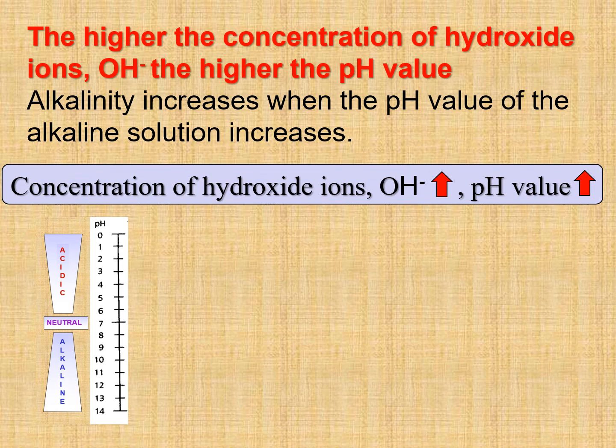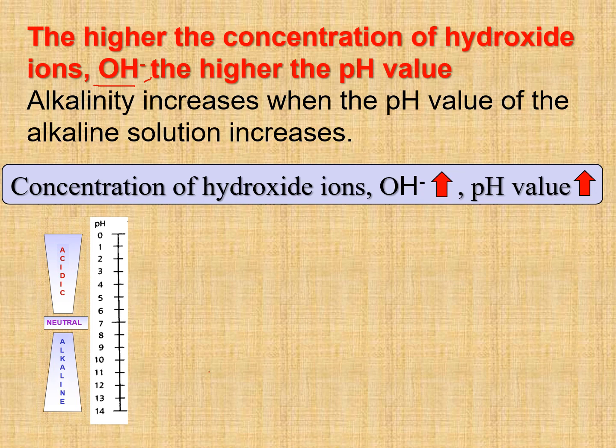This one is for alkali. The alkali is OH minus. There are OH minus ions inside alkali. Okay, I read it first. The higher the concentration of hydroxide ion, the higher the pH value. Alkalinity increases when the pH value of the alkaline solution increases.